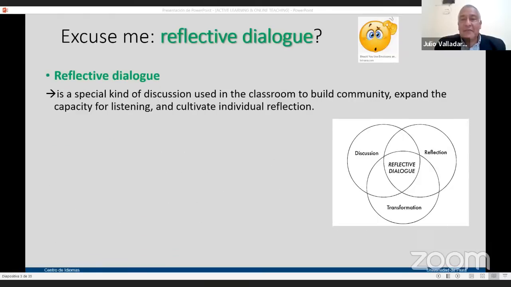So reflective dialogue is a discussion used in the classroom to build community, to expand the capacity of listening, and to foster individual reflection. Nowadays, reflection is something that should be increasing in the teaching learning field. Reflection implies sharing. Reflection implies thinking to yourself and then sharing those thoughts and learning from those thoughts and from the sharing you've done with your peers, could be among teachers. So reflective dialogue involves discussion, reflection, and transformation.